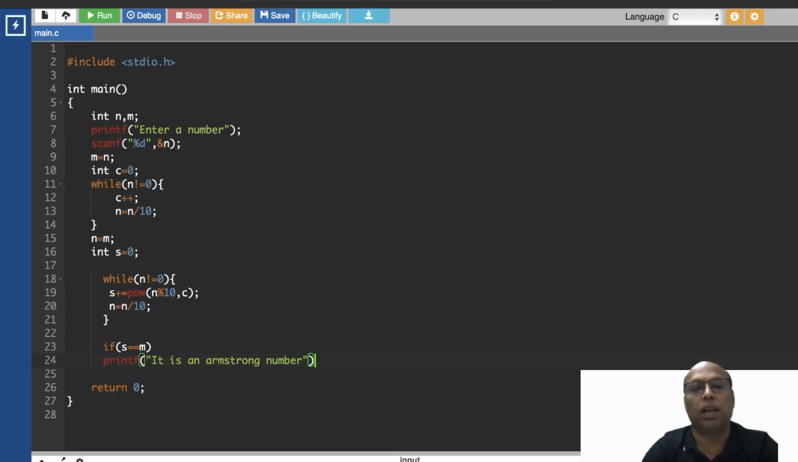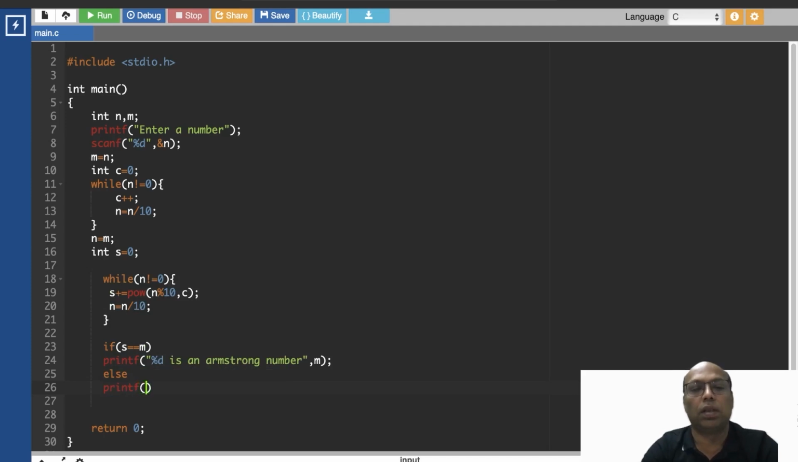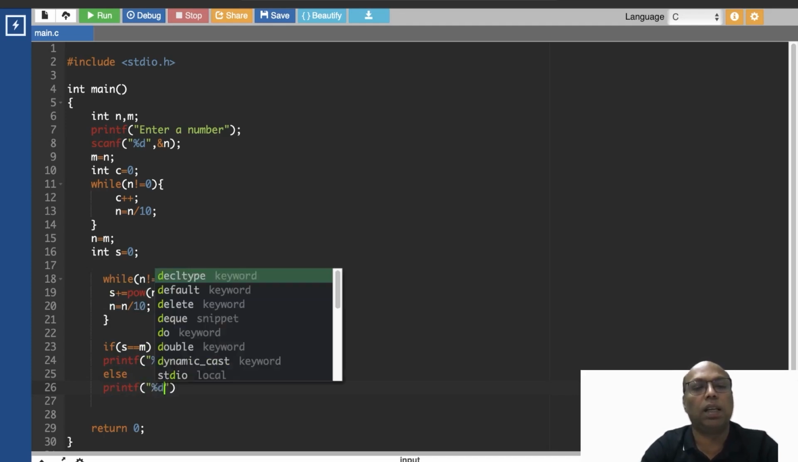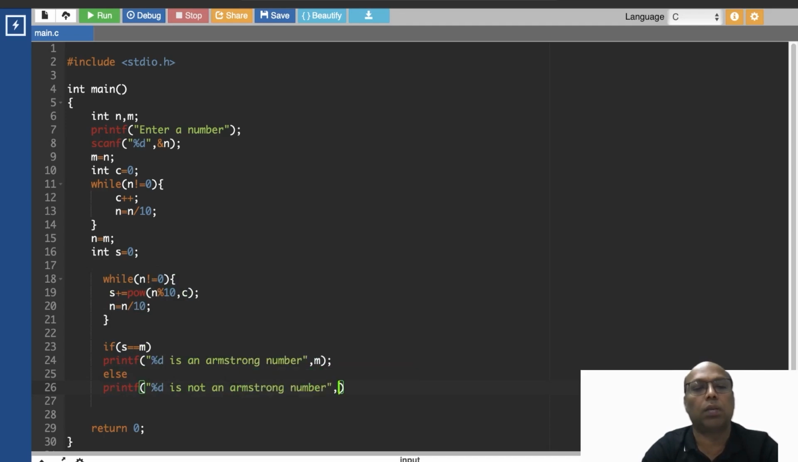Right? Else, instead of saying it is, let's put it for you: percentage d is an Armstrong number. Otherwise, else printf, percentage d is not an Armstrong number. Correct. Go.